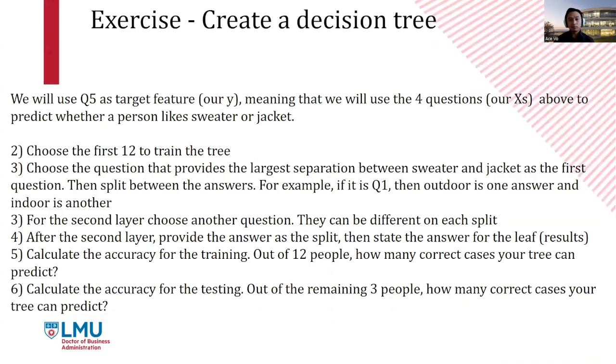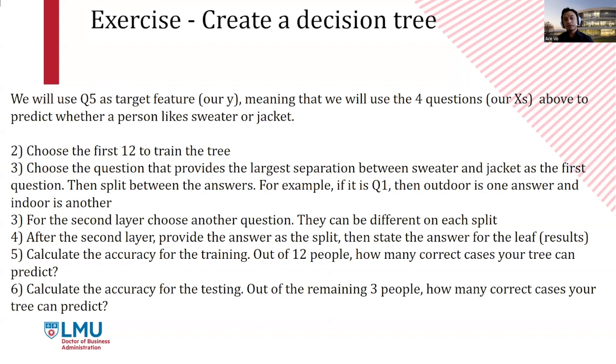So then we're going to use that target and create a decision tree. Now, what we're going to do is split our 15 people into a train and test set, right? So we use the first 12 people to train the tree.